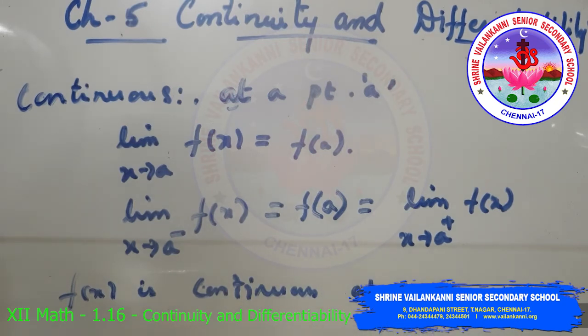If the function f of x is not continuous at a point a in its domain, we say that f of x is discontinuous at a and a is called a point of discontinuity of f of x.